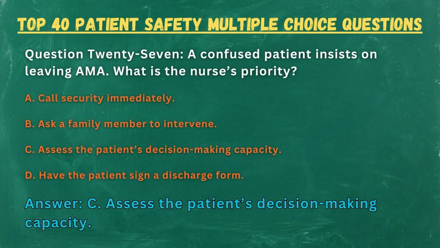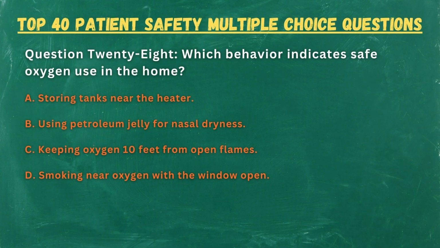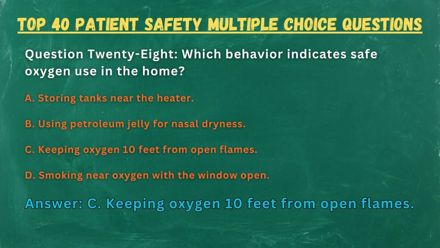Answer: C. Assess the patient's decision-making capacity. Question 28. Which behavior indicates safe oxygen use in the home? A. Storing tanks near the heater. B. Using petroleum jelly for nasal dryness. C. Keeping oxygen 10 feet from open flames. D. Smoking near oxygen with the window open. Answer: C. Keeping oxygen 10 feet from open flames.